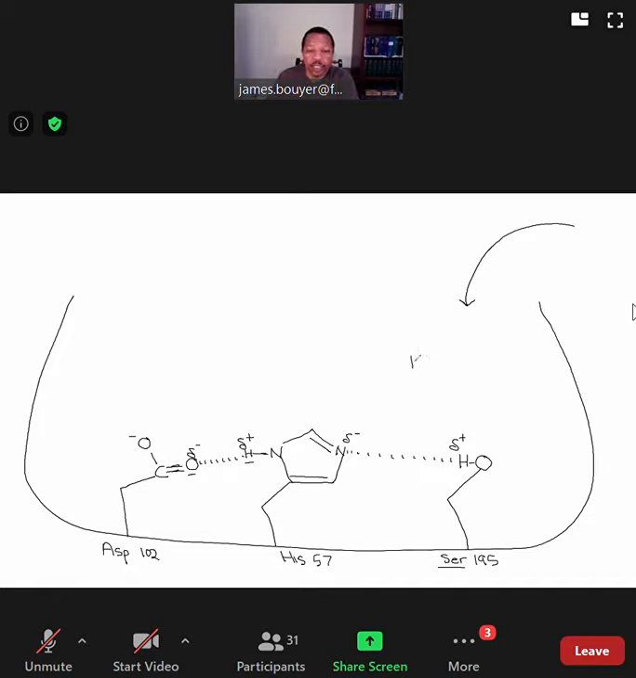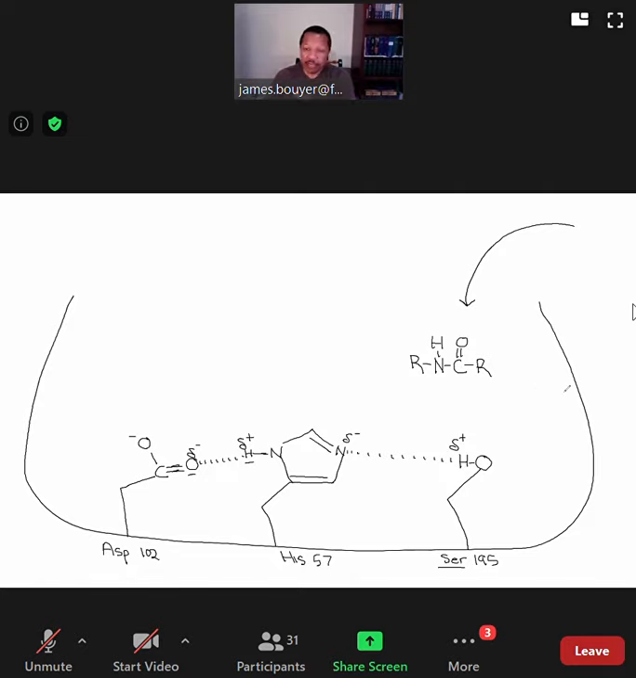So we have the R, the nitrogen, the hydrogen, the carbonyl, and the rest of the protein. Because remember, this is a protein. So we have the rest of the protein over here, and the rest of the protein over here. This is what we're going to focus on, the peptide bond right here.